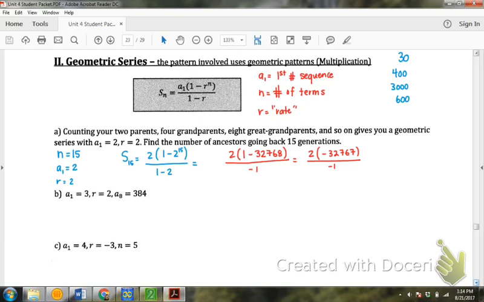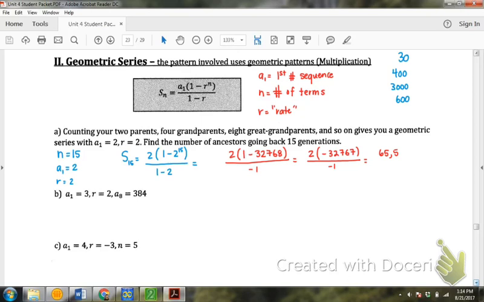1 minus 32,768. How did you get a negative out of that? Because if you take 1 and you subtract 32,000 from it, if you have $1 but you owe me 32,000, you're going to be in the negatives. Okay, yeah. Big time. Okay, and then let's do 2 times 32,767. 65,534.